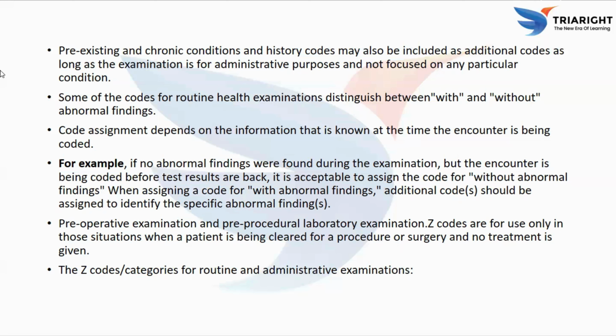So when using with abnormal findings, if abnormal findings are documented, assign routine exam with abnormal findings, and also assign the additional diagnosis code to explain the abnormality. What is the abnormality noted in the record? For example, a routine exam plus high blood sugar detected. So what are the codes? Z00.01 for routine exam with abnormal findings, as well as R73.09 for abnormal glucose.